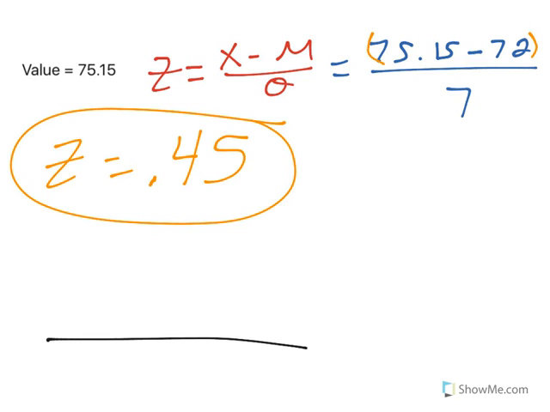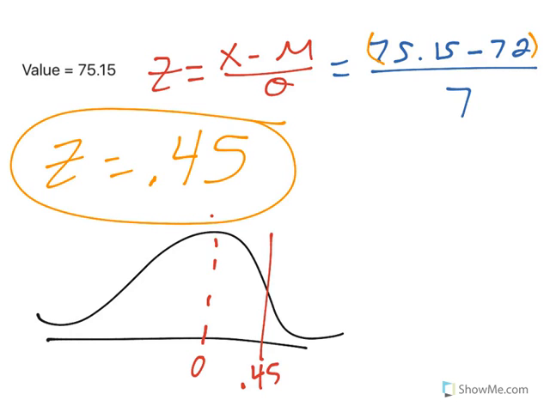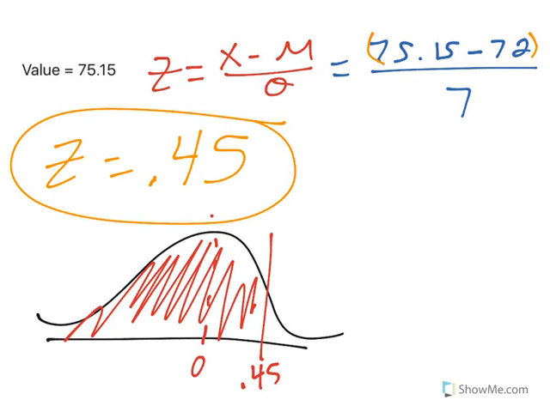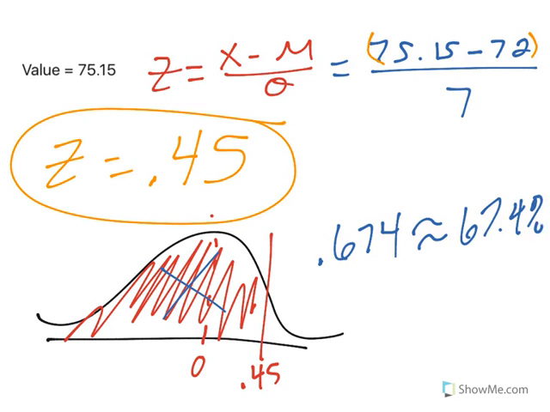So percentile, when you're looking at your normal distribution, remember the z-score of 0 is in the middle, a z-score of 0.45 is to the right. Percentile basically means the proportion or the probability to the left. So when you look up in your table and you look at 0.45, the area to the left is what we're looking for, is 0.674, and we need that as a percentile, so 67.4%. And I leave it like that because it says 1 decimal place for percentile.